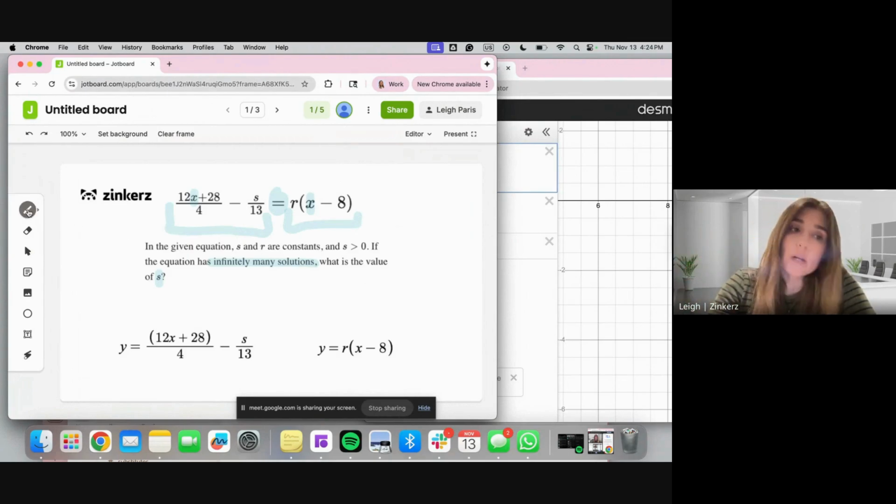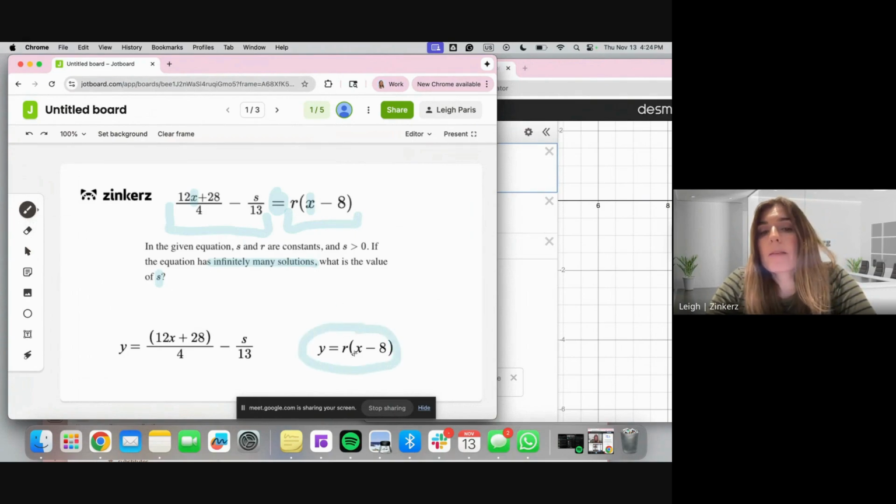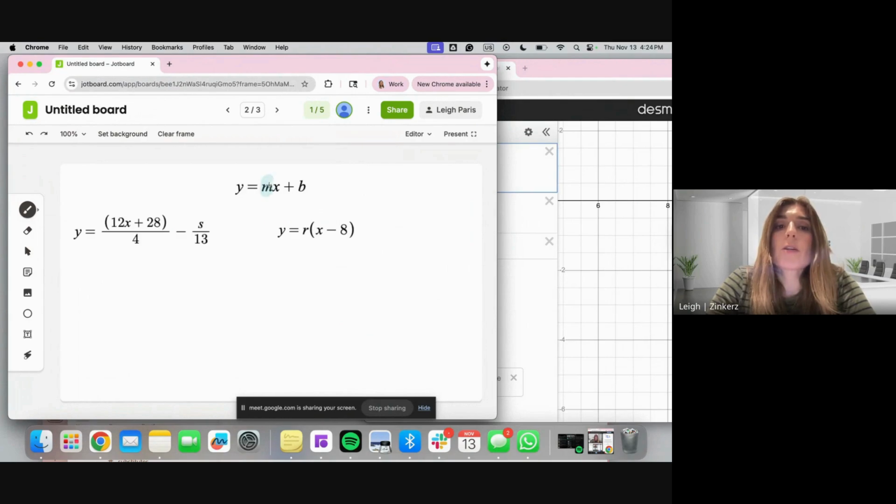This is where thinking about structure can help. I'm going to look at the right side of the equation because it's simpler. If you notice here, this is very similar to the structure of a line, y equals mx plus b. We know m is the slope, b is the y-intercept. Actually, I'm going to use a different color. If we use the structure of y equals mx plus b, we're going to be able to more easily figure out what r and s are in these equations.